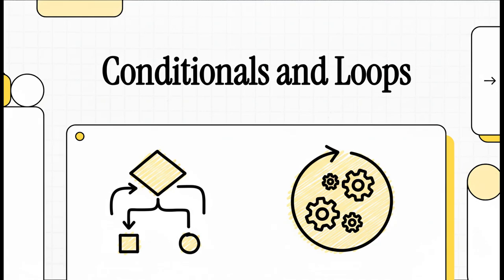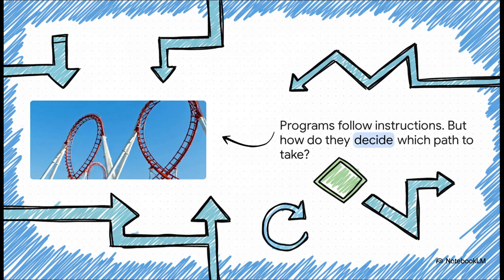All right, let's talk about something that's at the absolute heart of how any program thinks and acts: conditionals and loops. This is where code really starts to get smart. Think about a roller coaster for a second. It doesn't just go in a boring straight line, right? It twists, it turns, it drops. And a computer program? It's a lot like that.